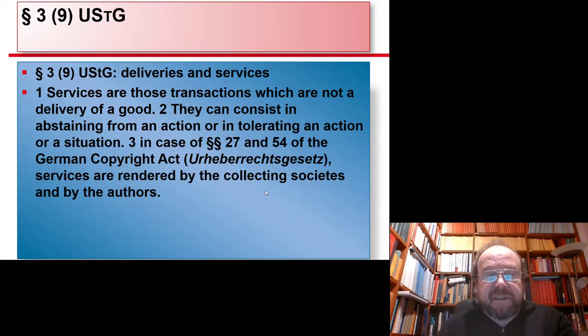Here, again, you can throw a glance at the translation. The basic rule is 3.9 sentence 1 here. Services are those transactions which are not a delivery of a good. And then, as this is a bit abstract, they can consist in abstaining from an action or in tolerating an action or a situation. And naturally, they can also consist of doing something actively that's not even clearly said. And sentence 3 regulates a very specific case, which is not of any interest for us at the moment.